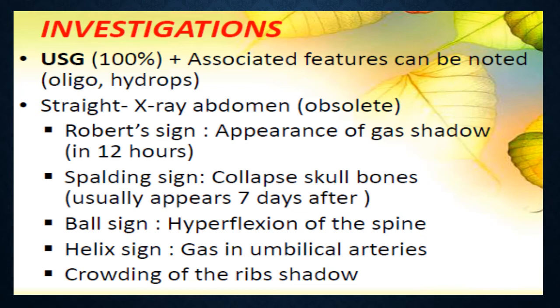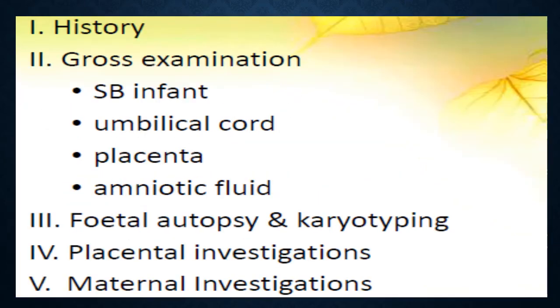In the past, they used X-ray, which is obsolete nowadays, to diagnose intrauterine fetal death, showing the Robert sign, Spalding sign, ball sign, helix sign, and the crowdedness of the rib shadow. You have to know it just for the oral discussions, knowing something about it.